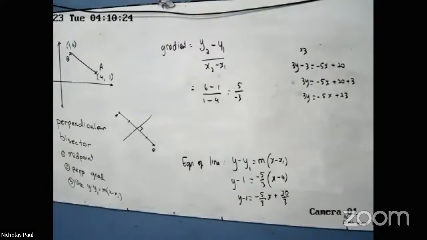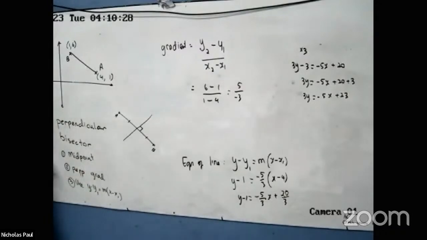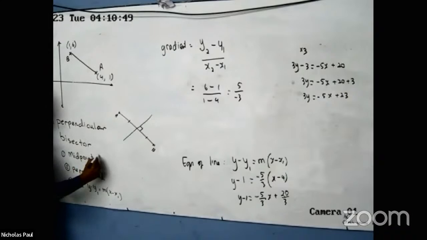Okay, nice. All right. So for us to get the perpendicular bisector, we need the midpoint, the perpendicular gradient, and the equation, right? So how do I get the midpoint?